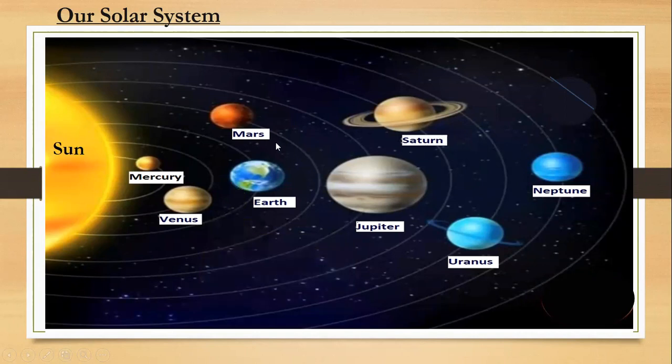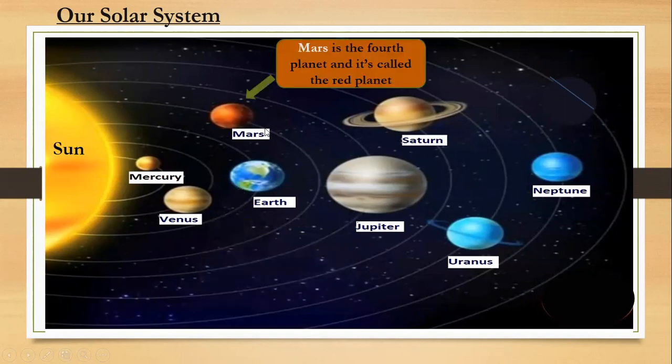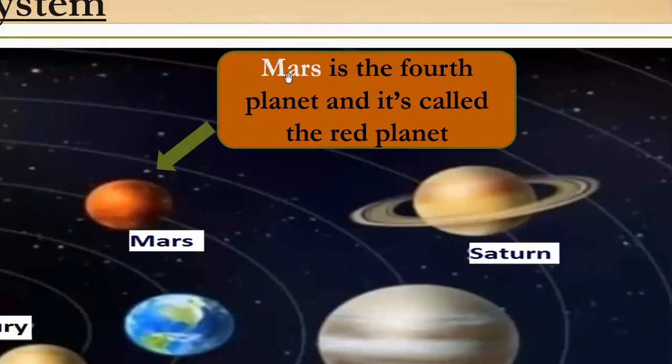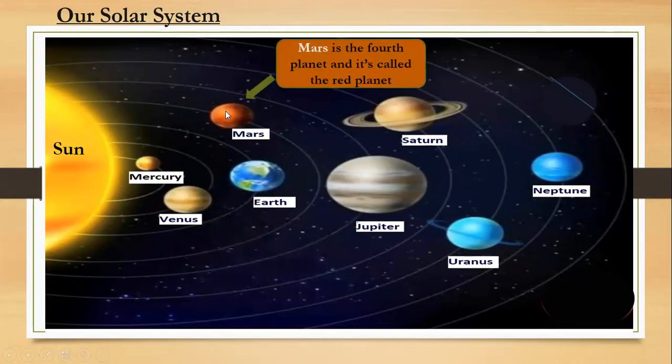The fourth planet is Mars. What about Mars? Mars is the fourth planet and it's called the red planet. Mars is the fourth planet and it is called the red planet. We call it the red planet. Why? Because it looks red in the sky and its soil is red.